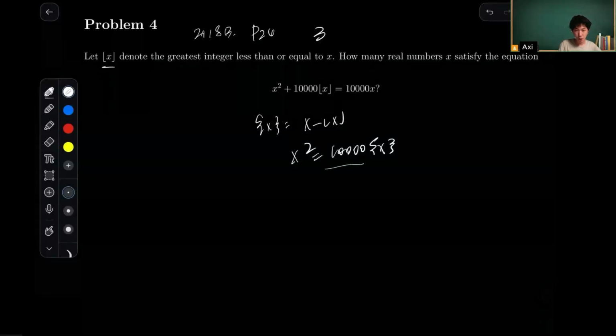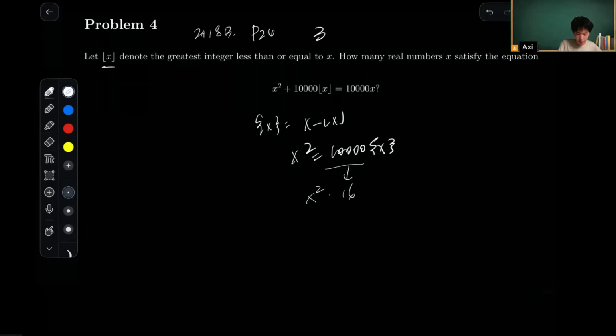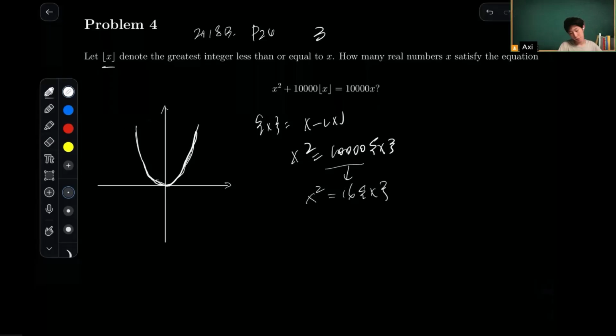Then let's graph a smaller example. Let this value be 16 for now. We're trying to study x squared equals 16 times the decimal part of x. What will happen here? First, we graph x squared. It more or less looks like this. It's really difficult to draw on the iPad, but just make do.